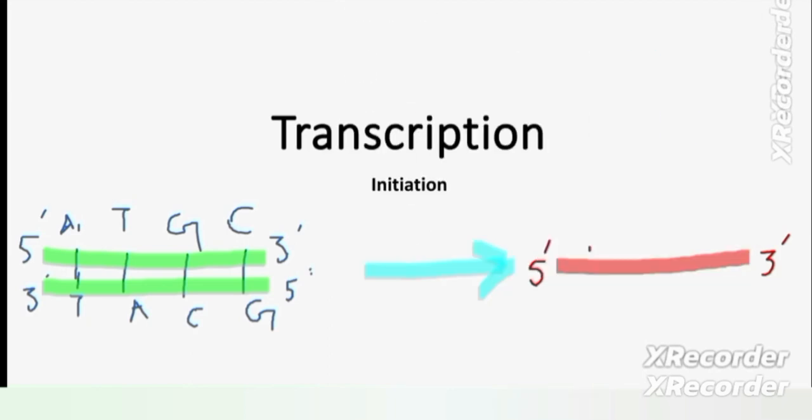So here you can see the DNA strand having thymine bond with adenine, adenine bond with uracil, cytosine with guanine and guanine with cytosine. So this is a strand of RNA molecule. Let's see how transcription happens.